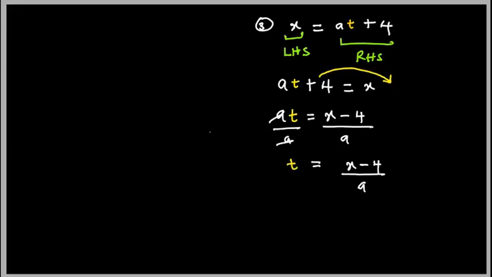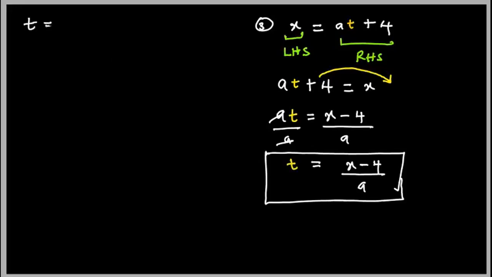Now, of course, this is our answer for this question, but at times you could have a different form of answer. Whenever you have fractions, most times you can have a different answer. Like for this one I have here, T equals X minus 4 all over A. If you multiply the numerator and denominator by minus 1, it gives you a different form of answer, and it is still the same thing.